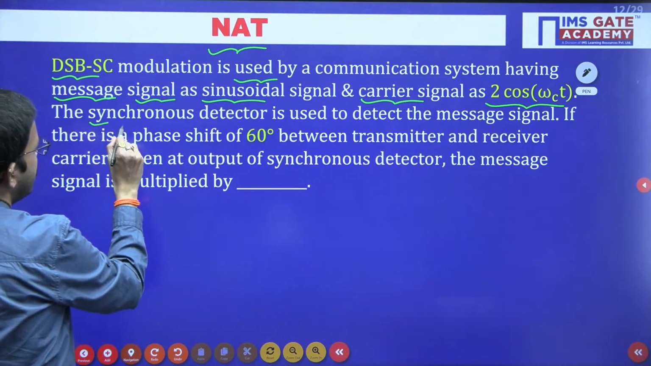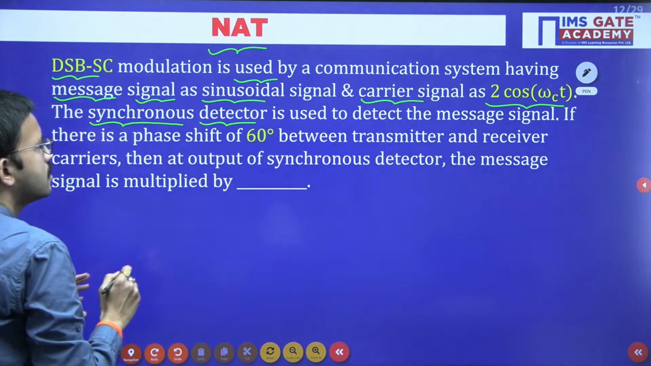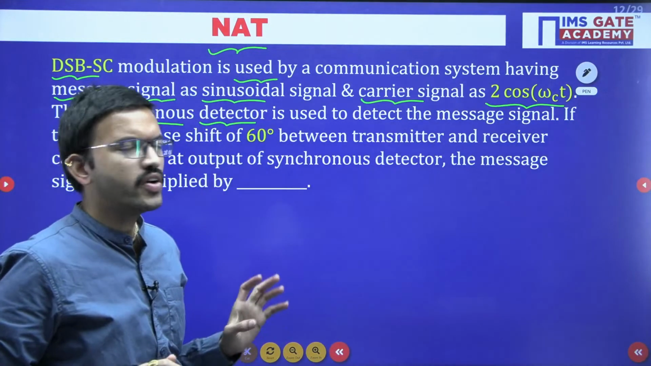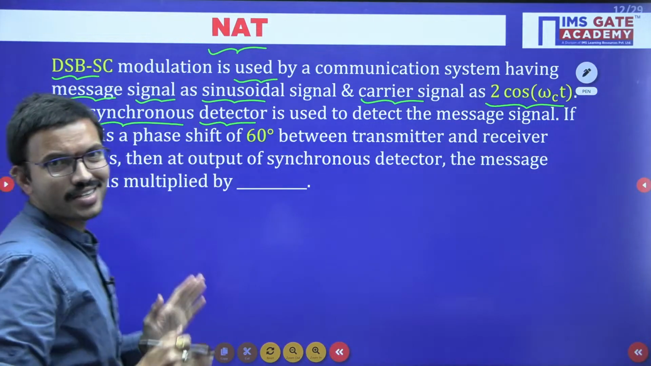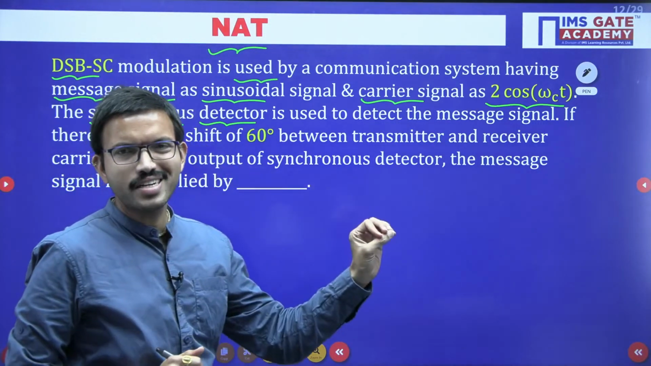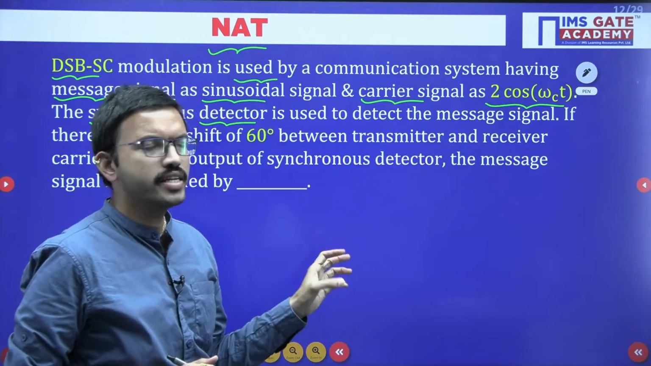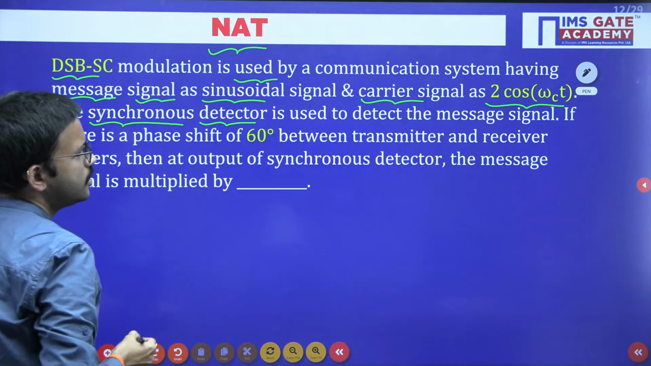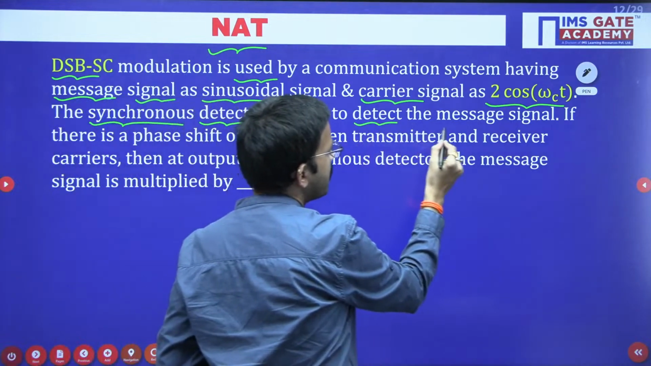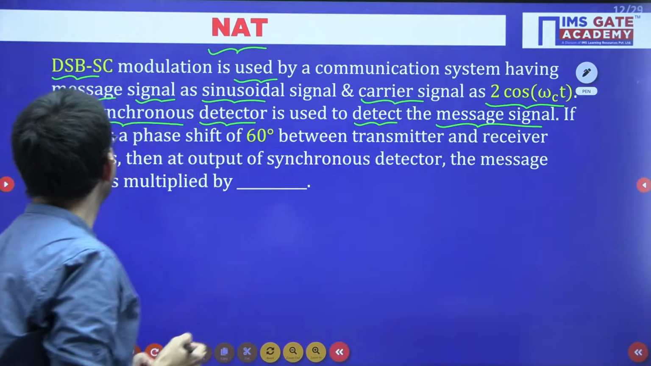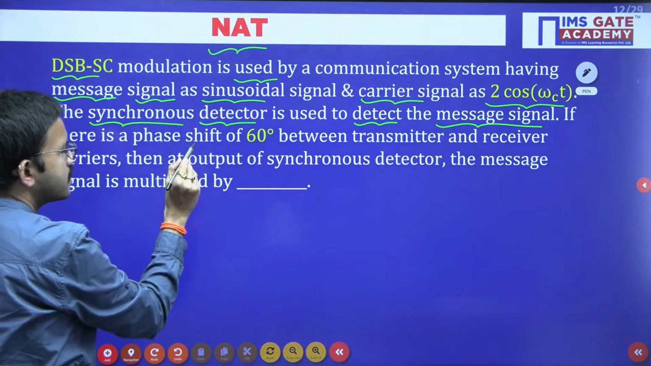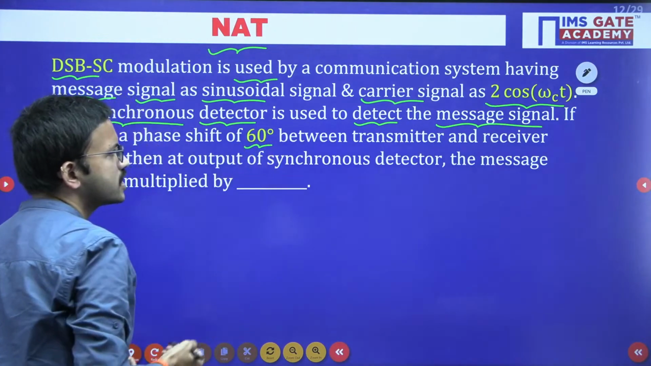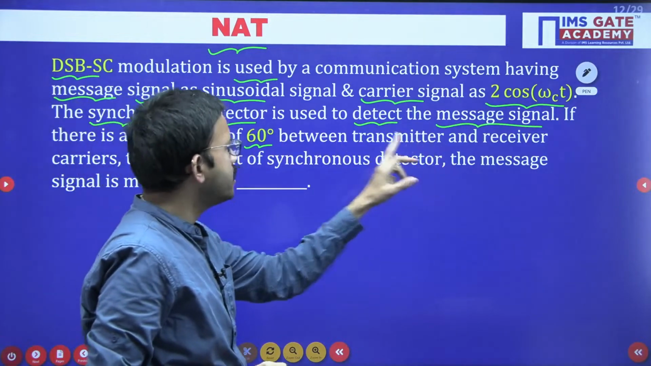Now they have used the synchronous detector. Whenever you are using the detector or demodulator, the input signal for that circuit is nothing but the modulated signal. If you pass the modulated signal through a detector or demodulator, you can extract the message signal. Here you have the synchronous detector, which is used to detect the message signal. In this synchronous detector, we will use one local oscillator frequency, but it has a phase shift of 60 degrees between the transmitter and receiver carriers.